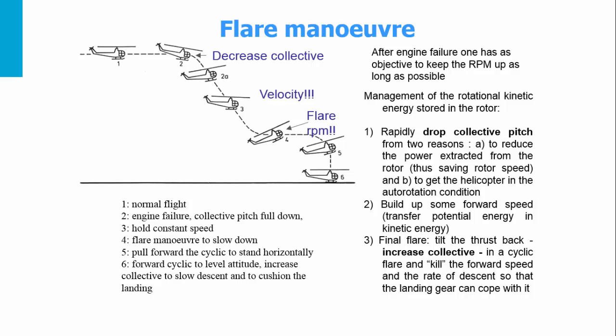For the flare, we have to tilt the thrust back, and that has to be done by increasing the collective. In a cyclic flare, we then have to pull the cyclic stick back to stay horizontal. In point 5, and in point 6, we have to apply the forward cyclic to level attitude, and then we have to increase collective to slow the rate of descent, and then finally go to landing.